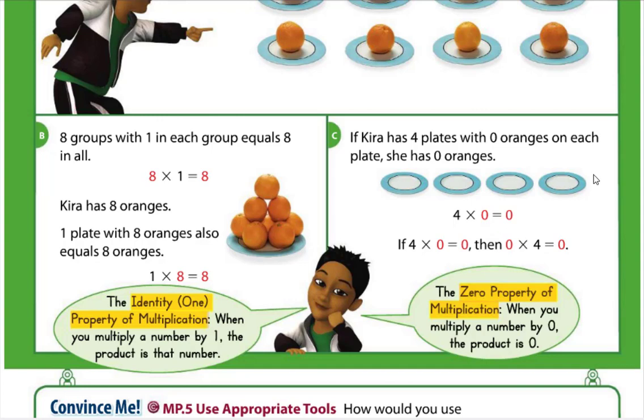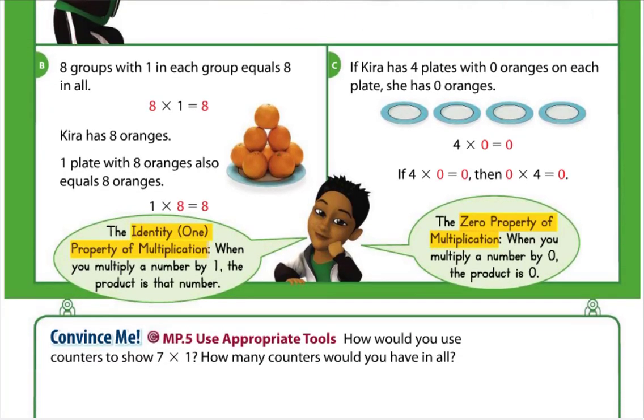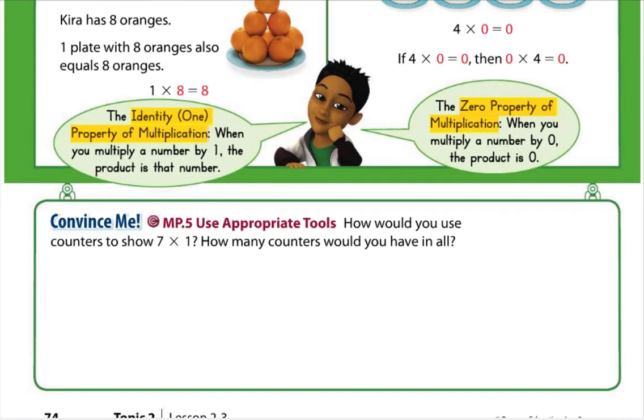Okay guys, let's move now to the question down here. How would you use counters to show 7 times 1? How many counters would you have in all? Okay, so the answer should be that we will use 7 groups with 1 counter in each group, and in total we will have 7 counters. Okay, so I will write the answer so you can write it with me.